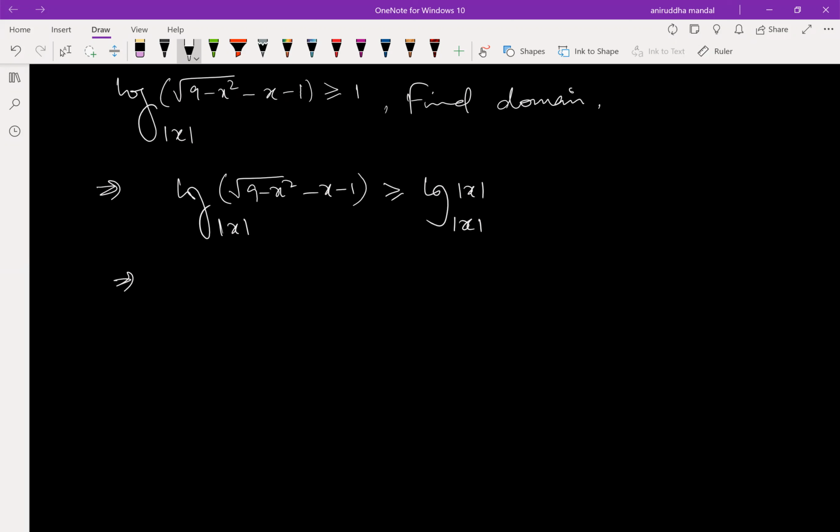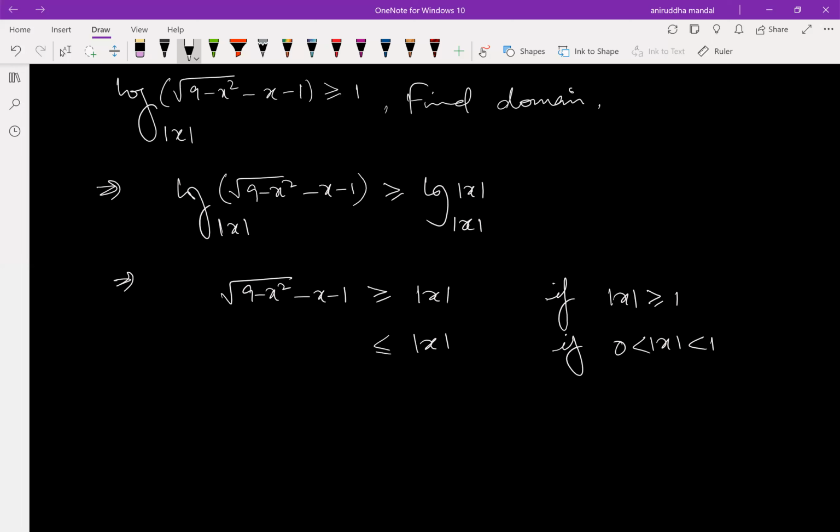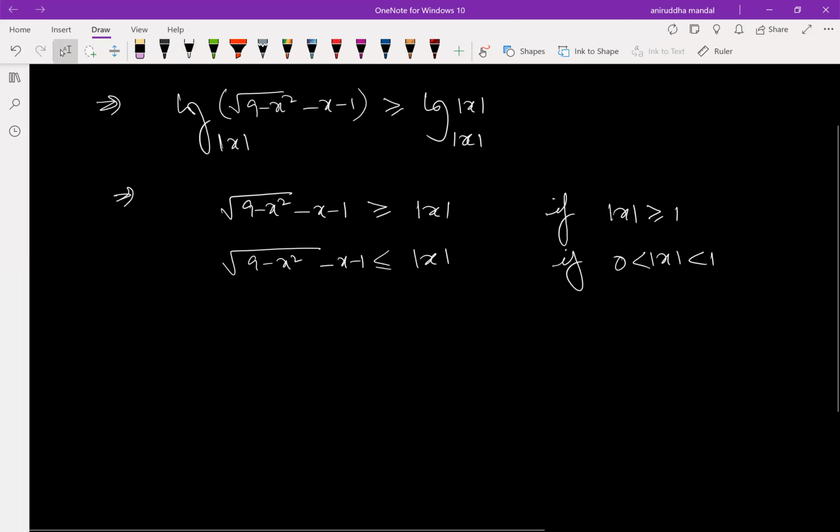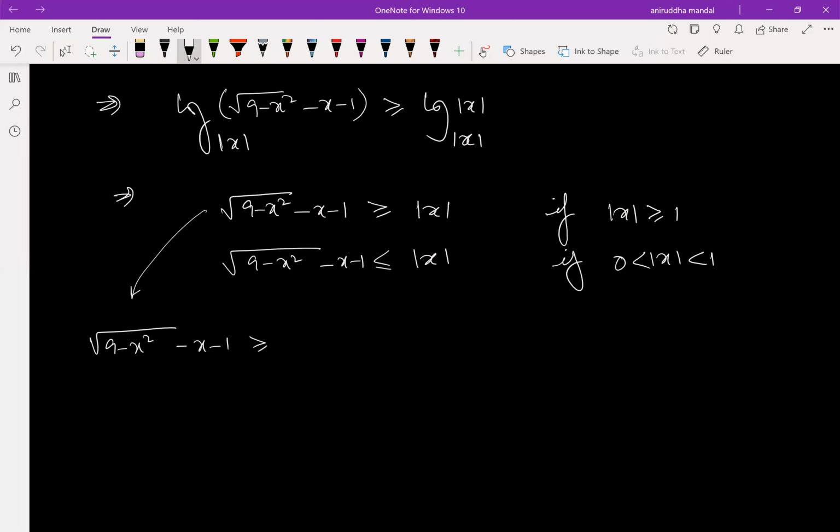Now, if we take the anti-log of this on both sides, we have first this one, if mod x is greater than or equal to 1, and second is less than x when mod x lies between 0 and 1. Now we will solve the first expression. So this is square root of 9 minus x square, minus x minus 1, is greater than or equal to mod x.